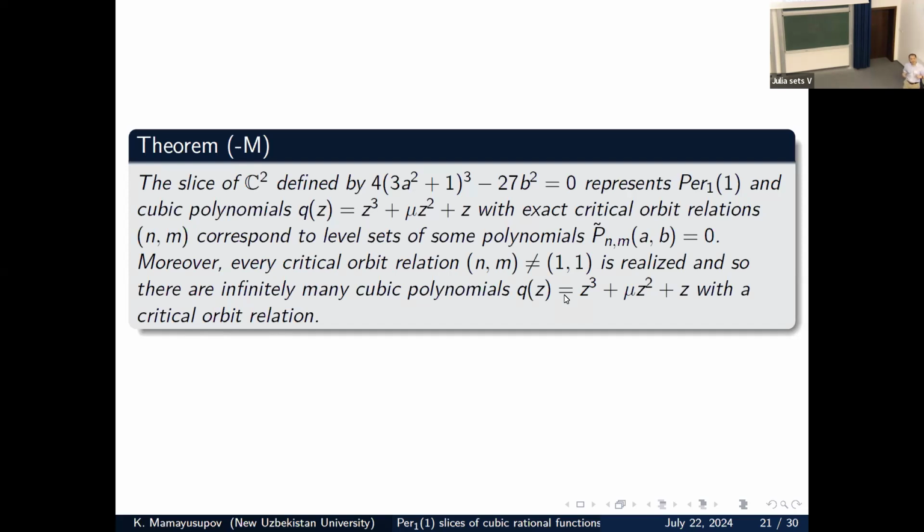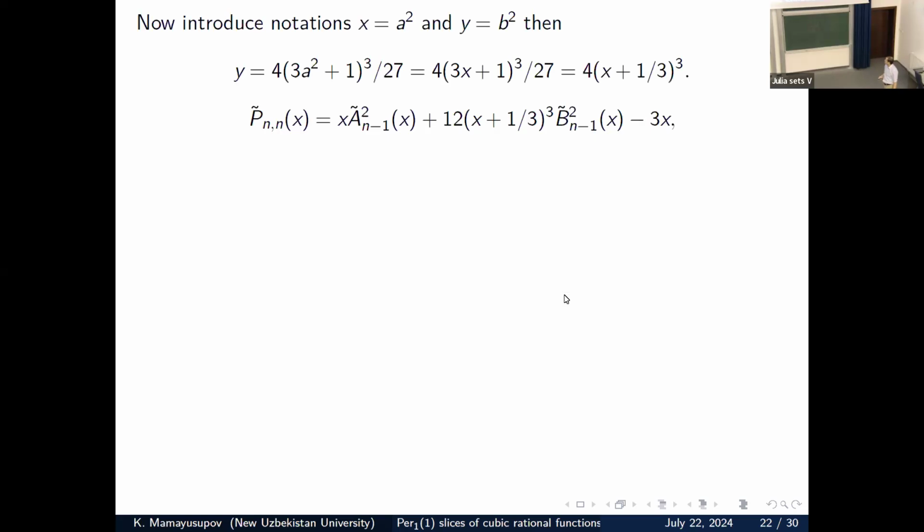For 1 case, you should have degree at least 4, because when you map two critical points, if they land, each one needs 2 pre-images nearby. So you have 4 pre-images. So you should have degree 4. That's why here it's never realized 1 and 1, but all others are realized.